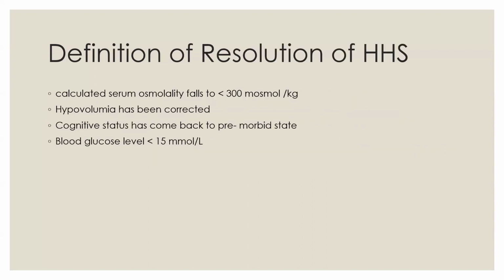Now, definition of resolution of HHS. The serum osmolality should be less than 300. Hypovolemia has been corrected. Cognitive status has returned to a pre-morbid state, and blood glucose is less than 15 mmol per liter.